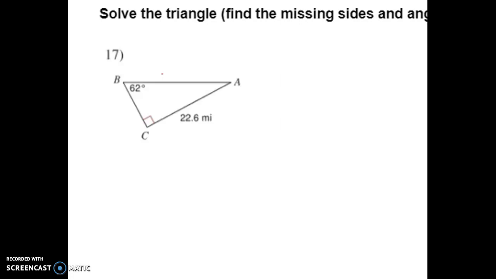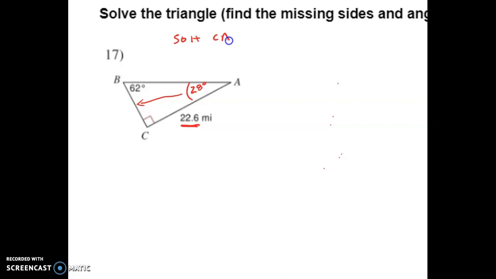So first thing, nice and easy. Let's figure out the third angle. That third angle is 28. All right, so working off this 28-degree angle, we see that we have the adjacent, and we can go after either the hypotenuse or the opposite. Since we have the adjacent, I'm going to go ahead and find the opposite. So let's set up our equation.